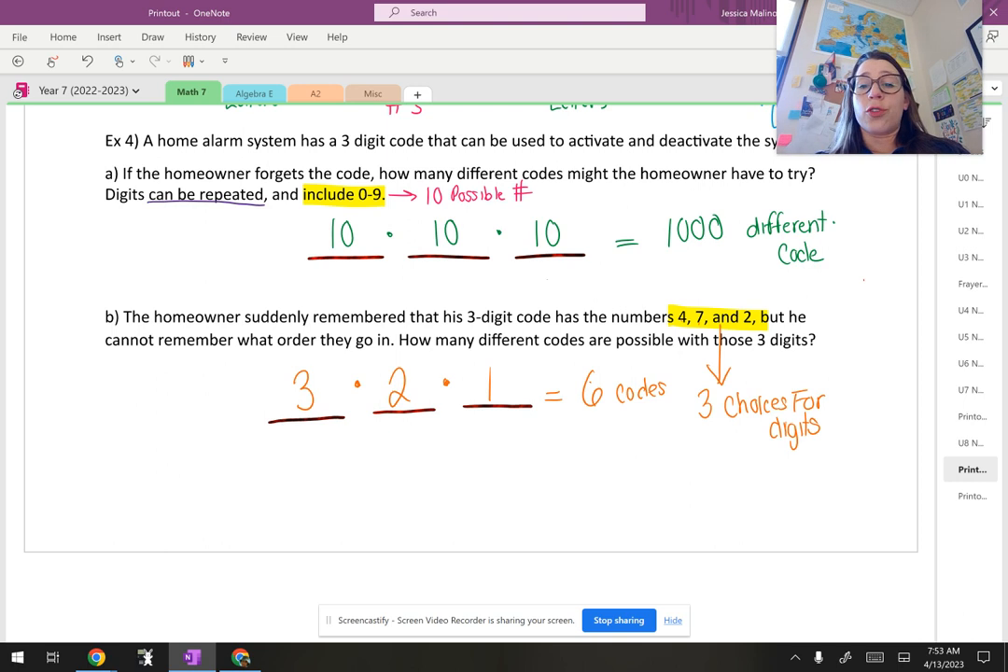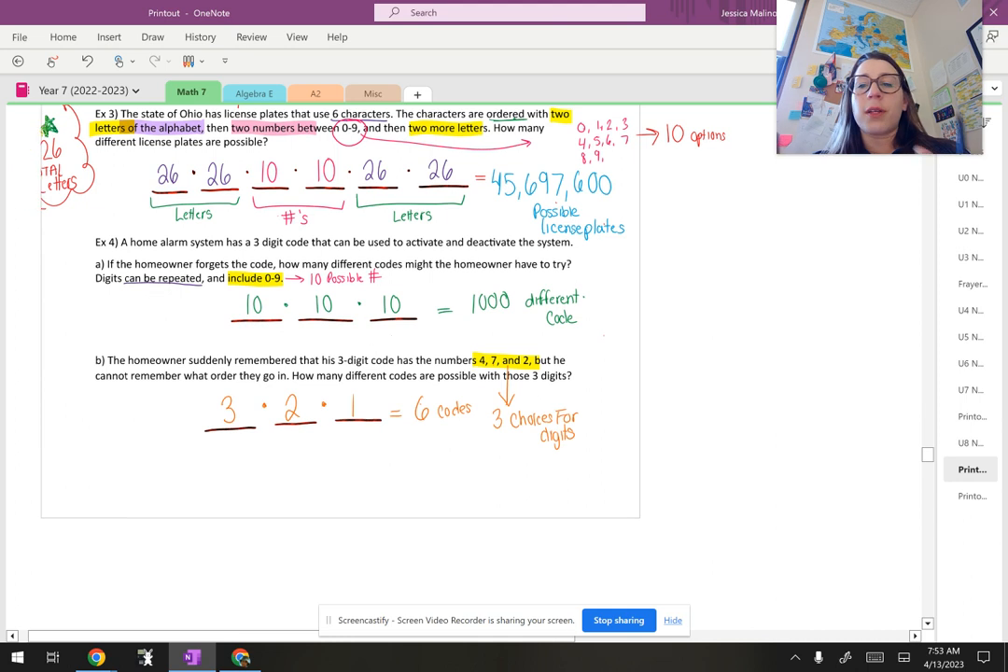You could do 472, 427, 742, 724, 247, 274, and I think that was all of them. So fundamental counting principle.